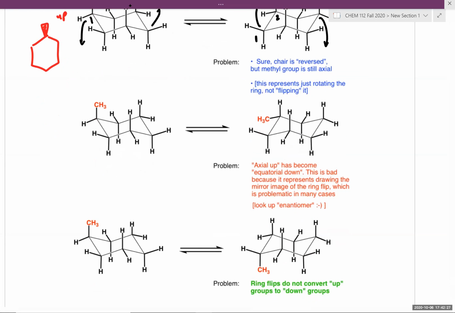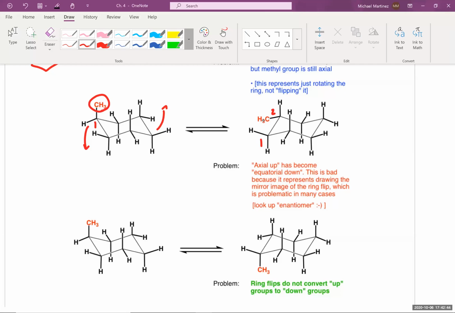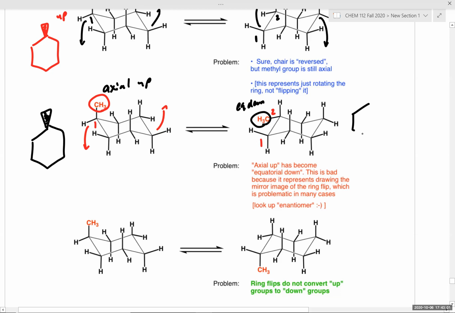So here's another example that highlights this carbon numbering issue. In this case, this methyl group's at carbon 1. After a ring flip, carbon 1 ends up at this substituent, and our methyl group has now moved to carbon 2. This may not seem like a big deal, but keep in mind our methyl group is axial up in this first case, so it has a wedge. In this second structure, our methyl group is equatorial pointing down.